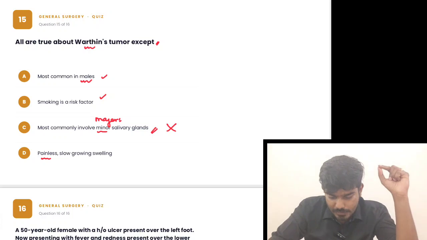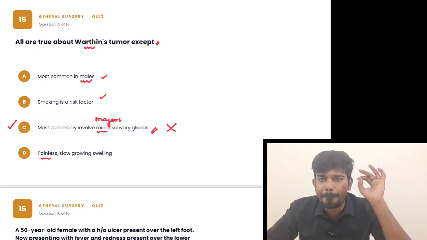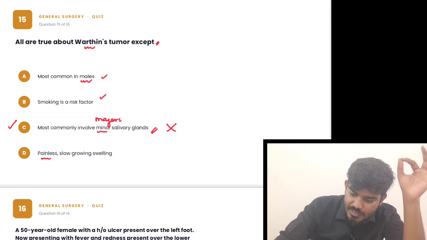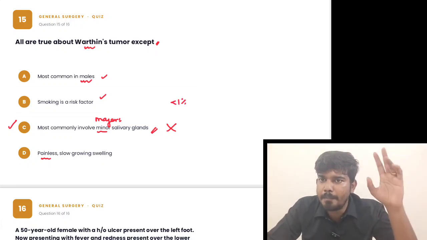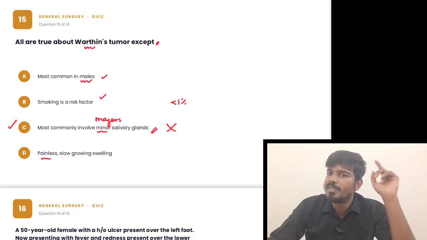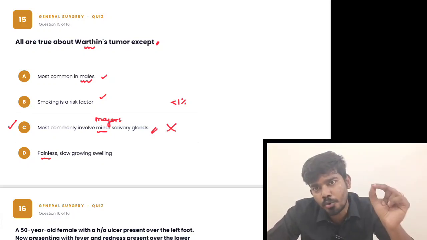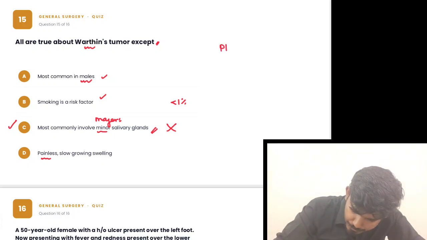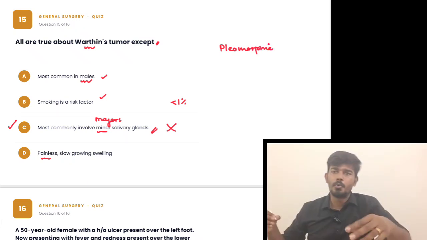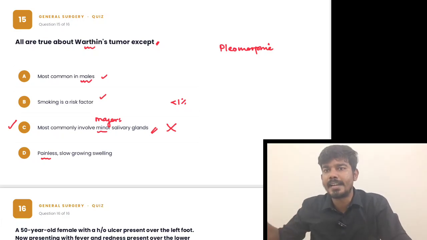So the answer for this is C, because it involves the major salivary glands, in particular the parotid gland. Its malignant potential is very, very low, less than 1% chance of attaining malignancy. So which is the most common benign tumor of the parotid gland, or of the salivary gland? It is pleomorphic adenoma. So usually these major glands are benign, whereas these minor glands are malignant.